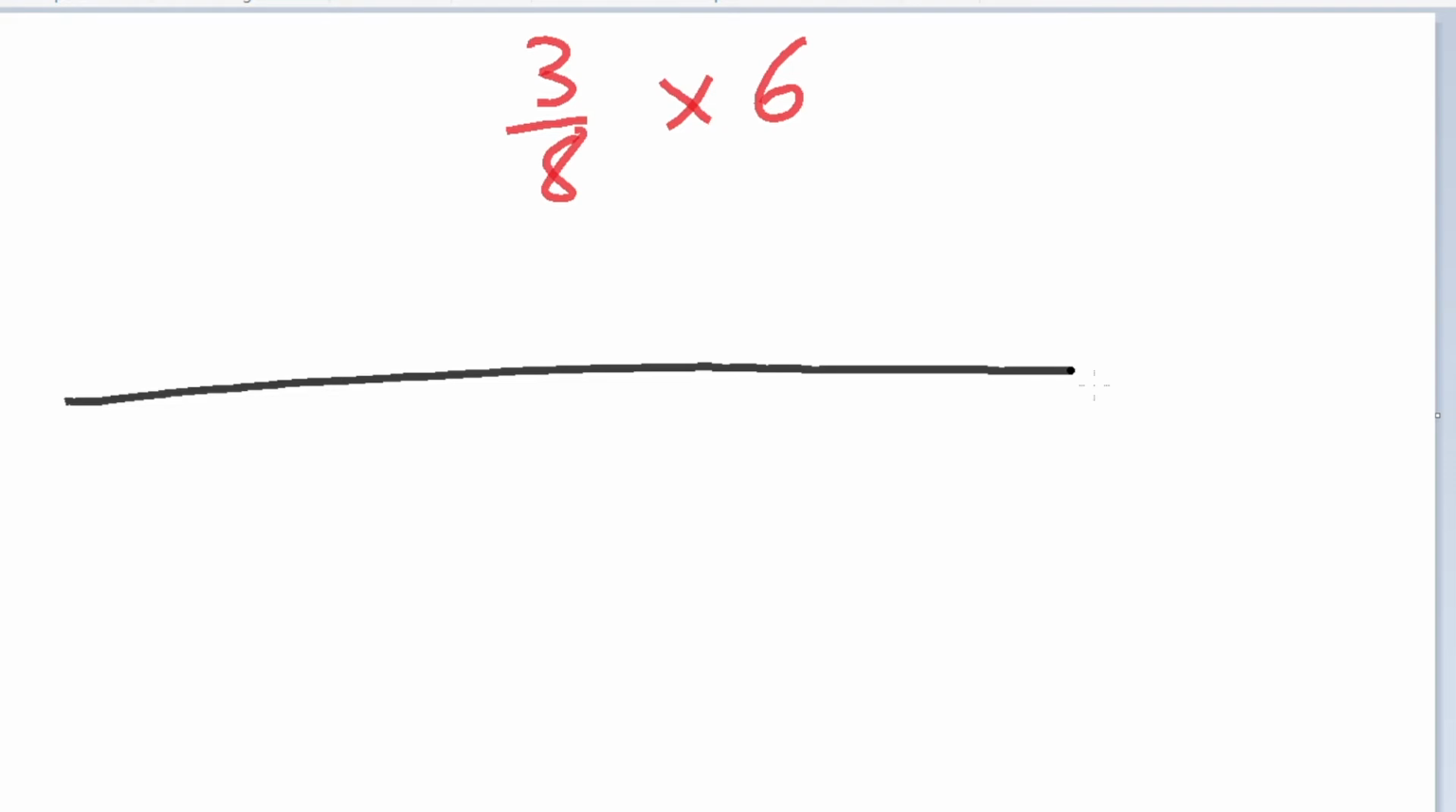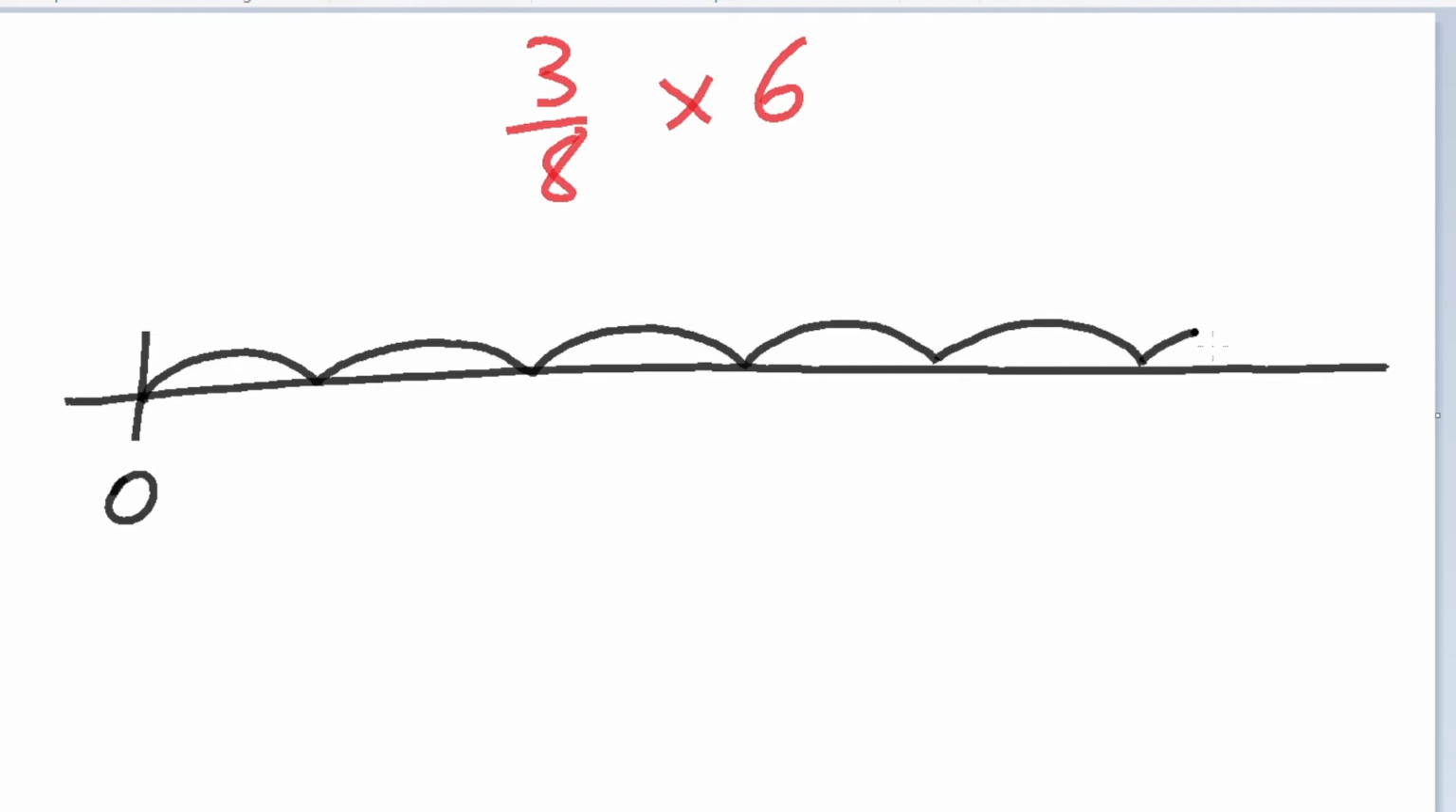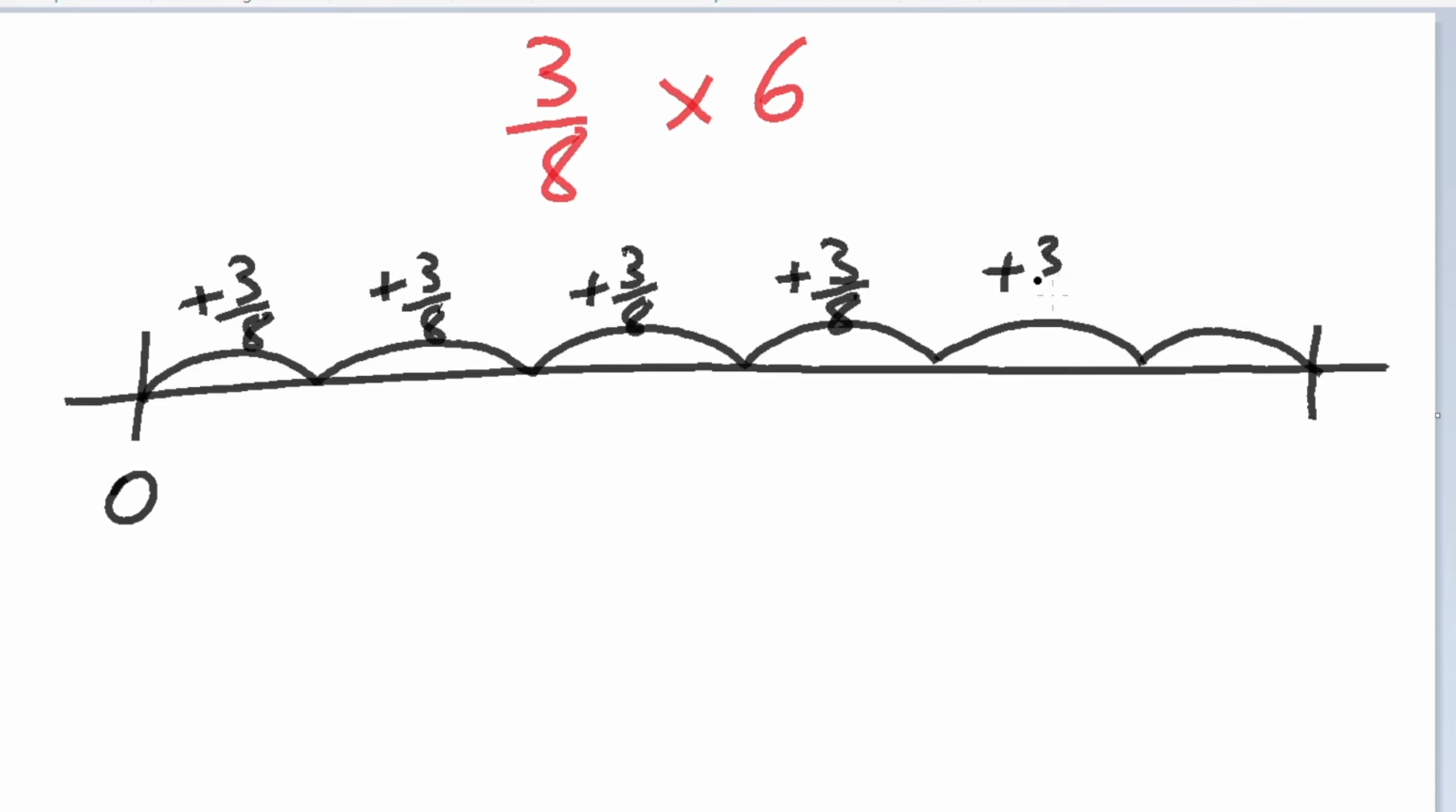We'll draw a line across, put a 0 at the end, and how many times are we skip counting this time? 6 times. So let's go ahead and set this up. So 1, 2, 3, 4, 5, 6, which is where we're going to stop. And each time we are going to be counting by 3/8. So I like to just go ahead and label my number line so I can keep track of my thinking and my math.